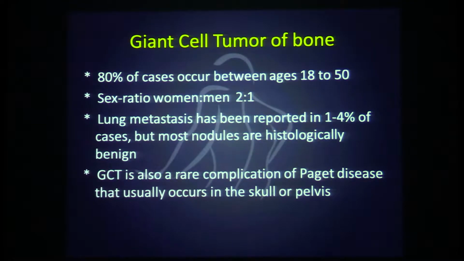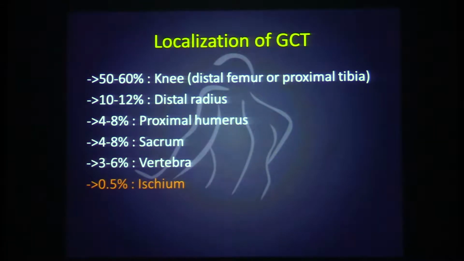80% of the case occur between the age of 18 to 50. The sex ratio is more women than men, 2:1. There are lung metastases that have been reported in 4% of the case, but most nodules are histologically benign. And the GCT is also a rare complication of Paget disease that usually occurs in the skull or pelvis. The localization of GCT are usually the knee or the arm. It's the distal femur or proximal tibia in 60% of the case. And this ischium is accounting for only 0.5% of all GCT.